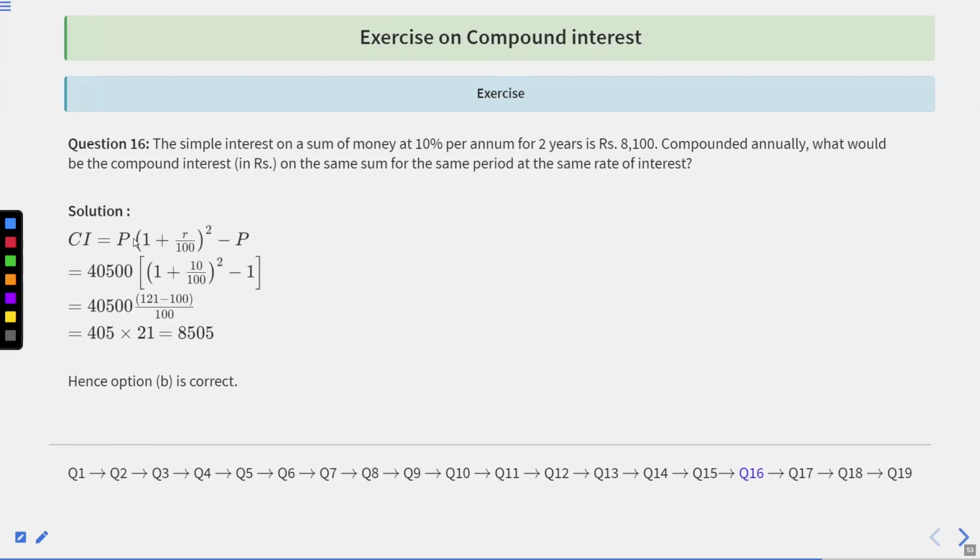So compound interest is equal to P into (1 plus R upon 100) whole square minus P. Put the values, P is 40,500 and (121 minus 100) upon 100. So it will be 8,505 rupees. So the option correct here is option B.